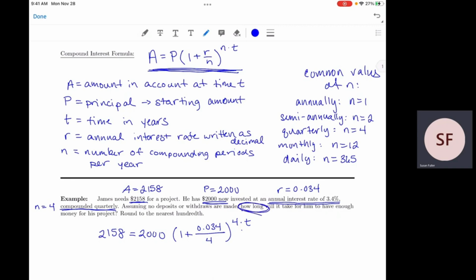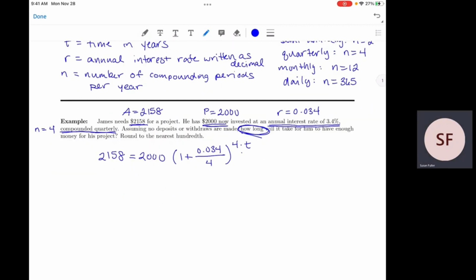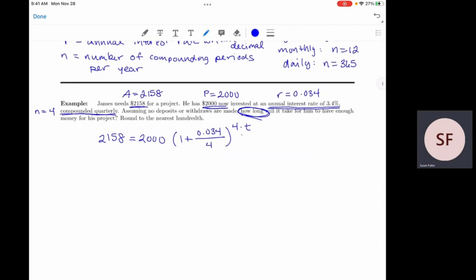How long will it take? That's the value of t. We have to solve for this. Okay, so now we have to figure out how to solve this equation for t. This is kind of a big, scary looking equation.